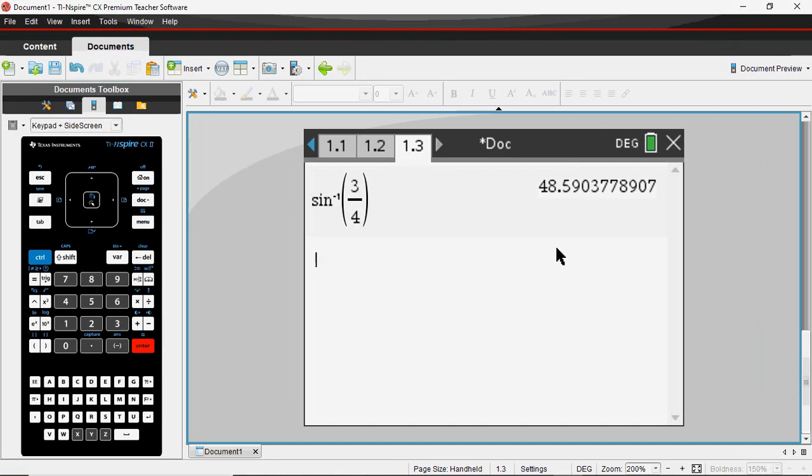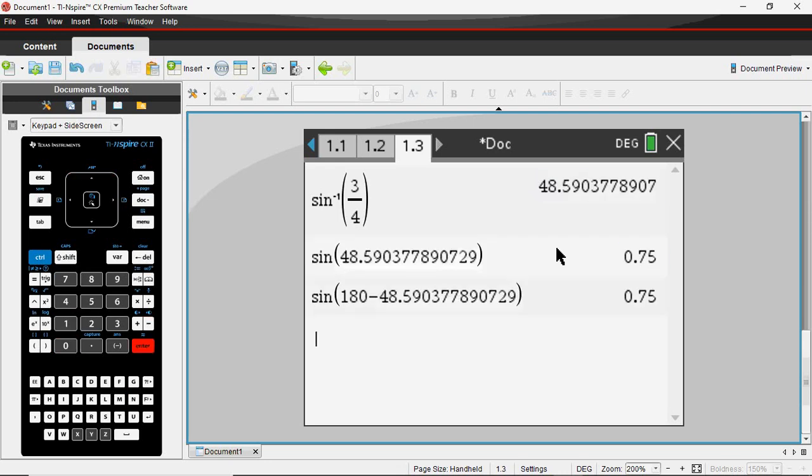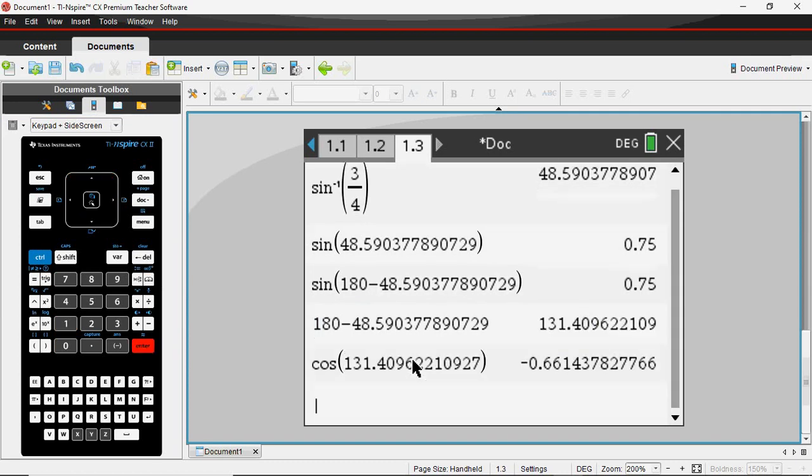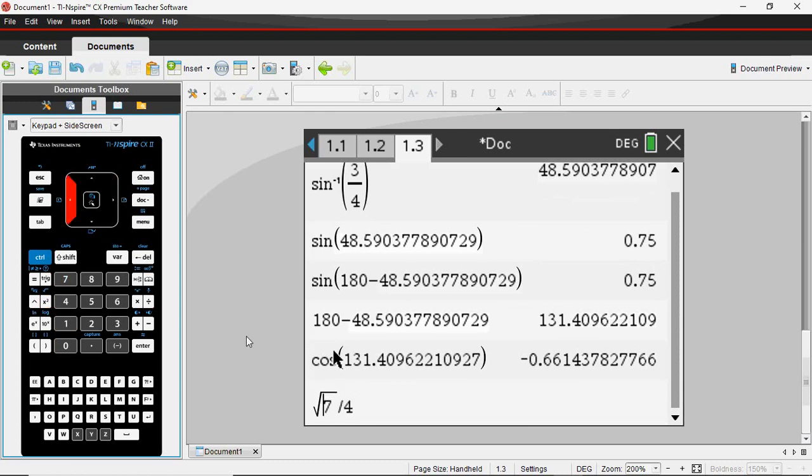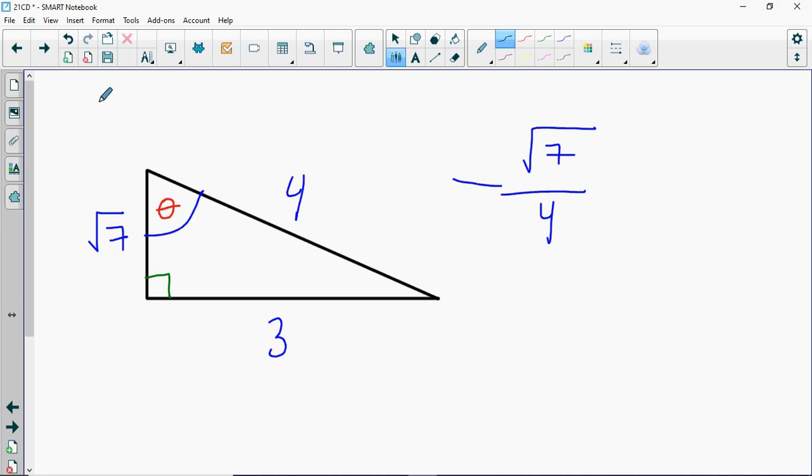If you remember from the end of last video, we had an identity that said that the sine of 180 minus theta is equal to the sine of theta. So check this out. The sine of this angle is the same thing as the sine of 180 minus this angle. So really the angle in this question is 180 minus 48 point, whatever number that is. So this is the angle that we're dealing with, and then we'd have to find the cosine of that, and that'll give us a decimal approximation for the negative square root of 7 over 4. As you can see, I think doing it that way is unnecessarily complicated.